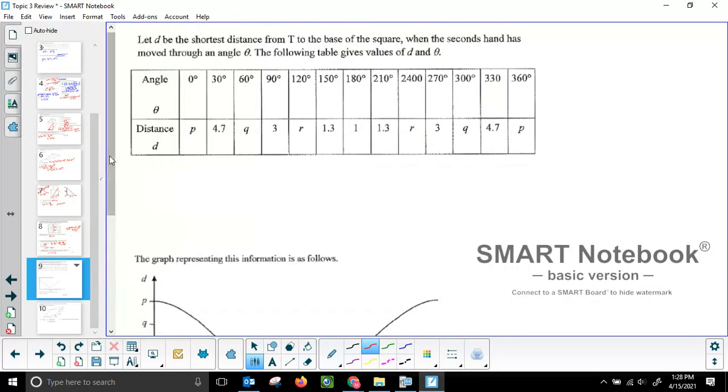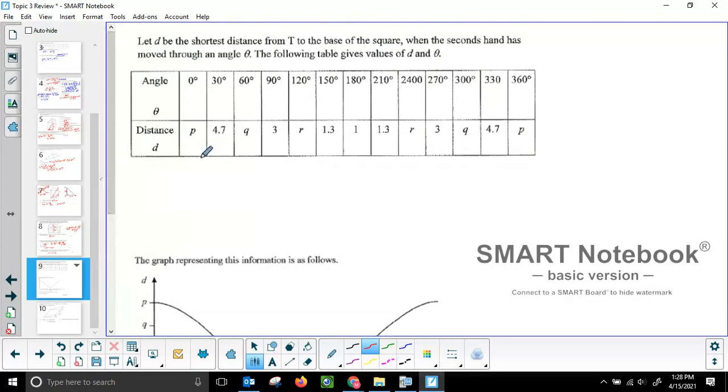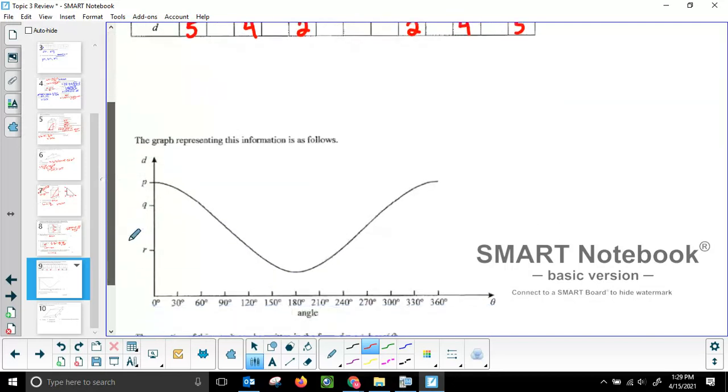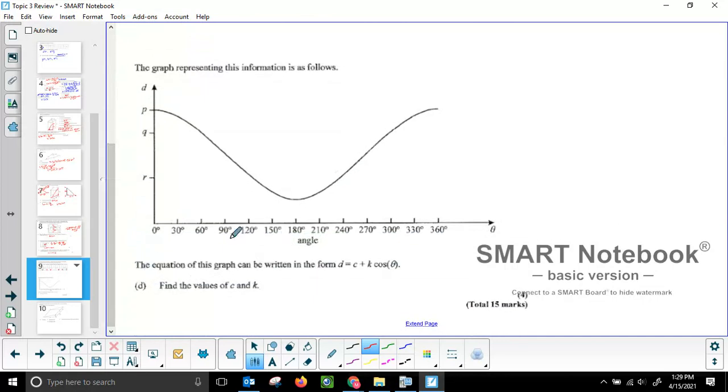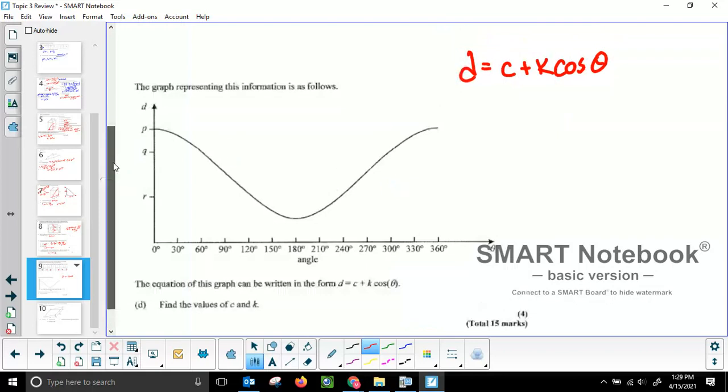Oh no, we have R and P and Q and all that from before. What is P? 5. Q was 4. R was 2. So 2, 4, and 5. Okay. So the graph representing this information is as follows. The equation of this graph can be written in the form D equals C plus K cosine theta. Find the values of C and K.